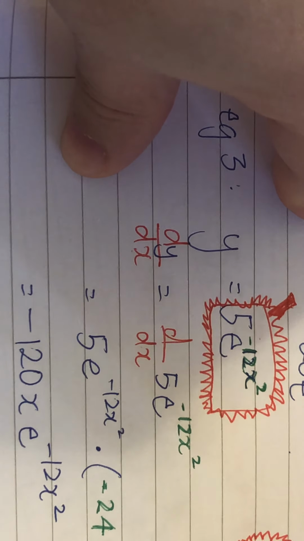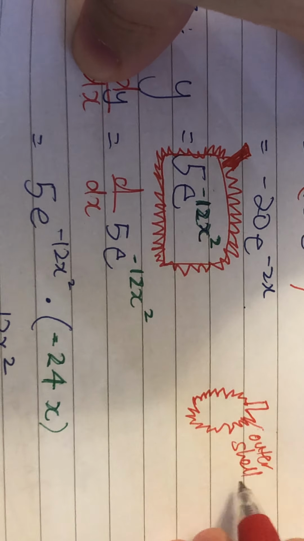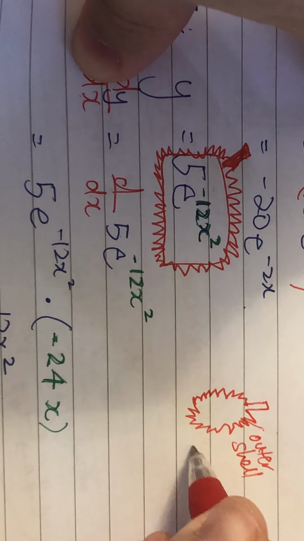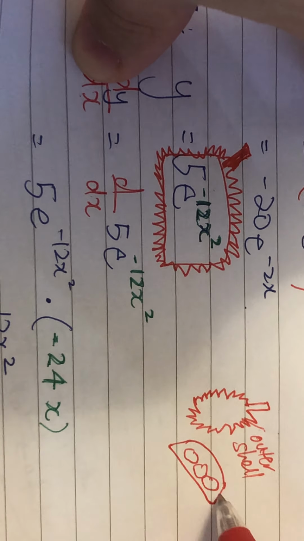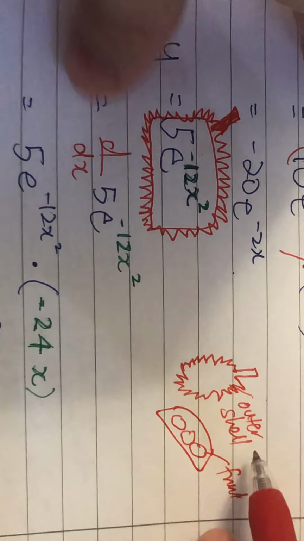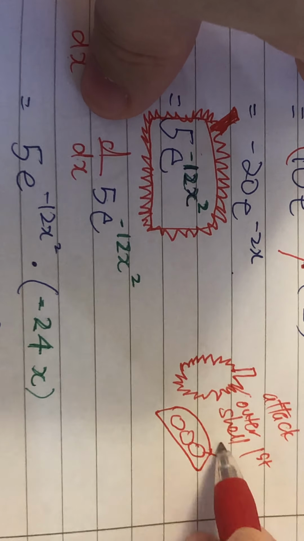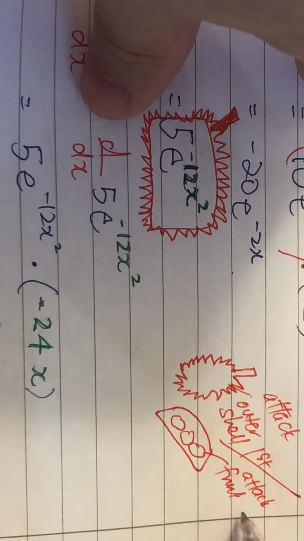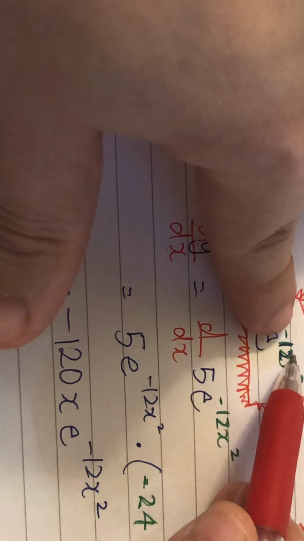To eat the durian, you need to use a knife and attack the outer shell first, right? After the outer shell is open, then inside there is the fruit, and then you attack the fruit. So we always attack the outer shell first, then later the fruit. So this outer shell is the exponential function. Inside the exponential function, there is another function, minus 12x squared.